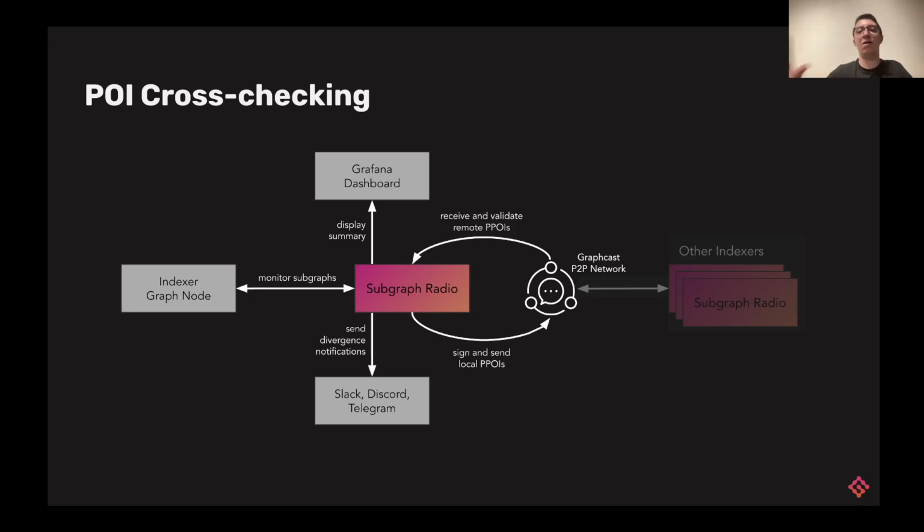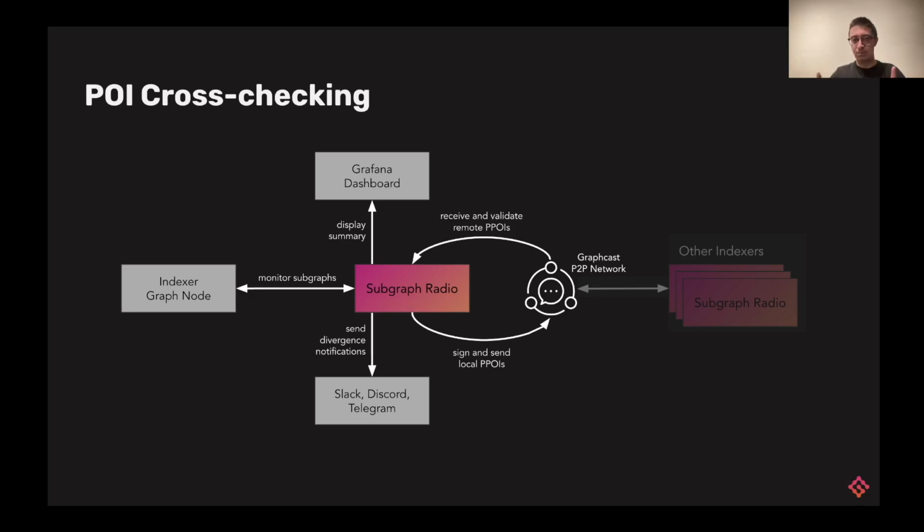Those messages get sent off onto the GraphCast network, and they are received by other participants in the network, so other indexers running Subgraph Radio. At the same time, the local radio receives messages from other indexers, and so it gets a view of all of the public POIs that are flowing through the network. And at another interval, it will compare the local POIs with the remote POIs that it has received. And this happens by comparing the local POI for a given subgraph on a given block to the consensus POI.